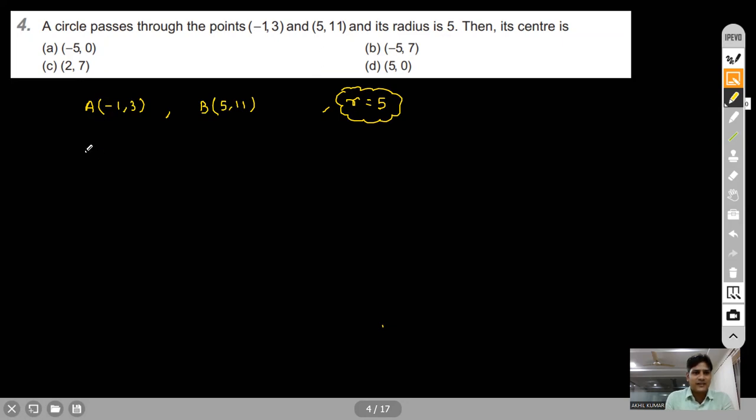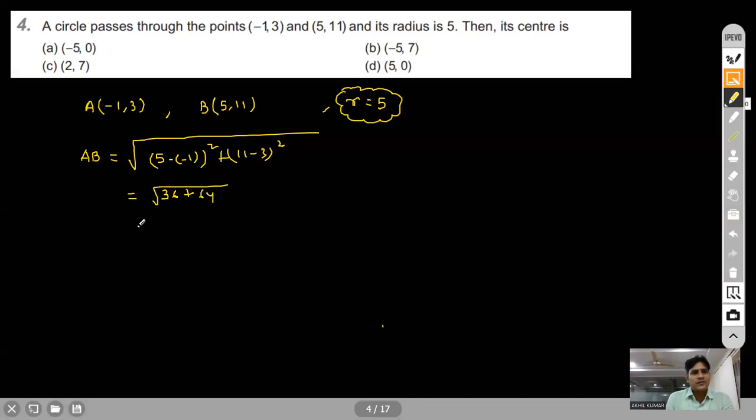So let me first find the length of AB. Length of AB will be under root of 5 minus minus 1 whole square plus 11 minus 3 whole square. That is 6 squared, 36, plus 8 squared, 64, under root. So yeah, it's true. AB is coming out to be 10 units. It means AB is the diameter. Right? AB is the diameter.